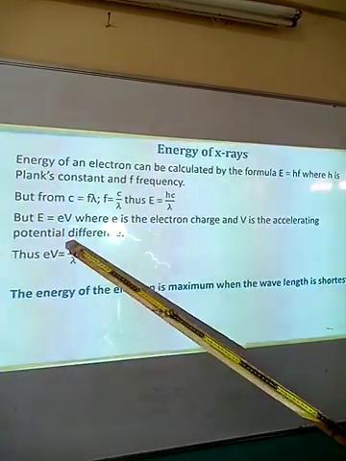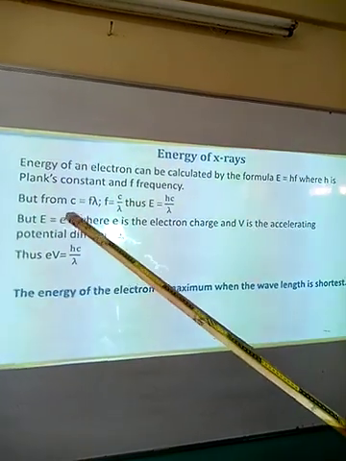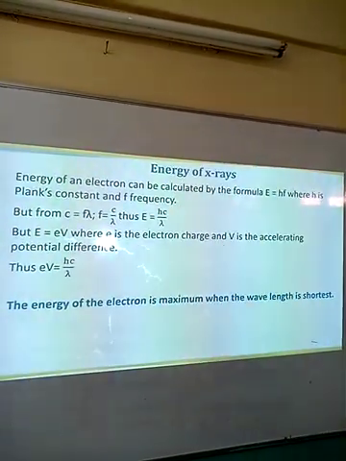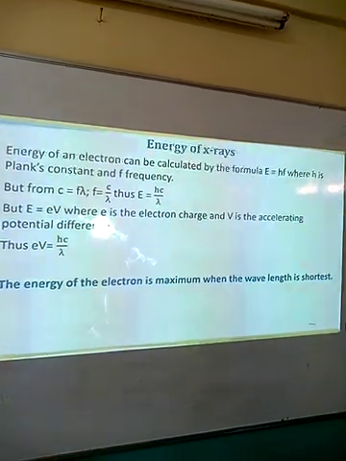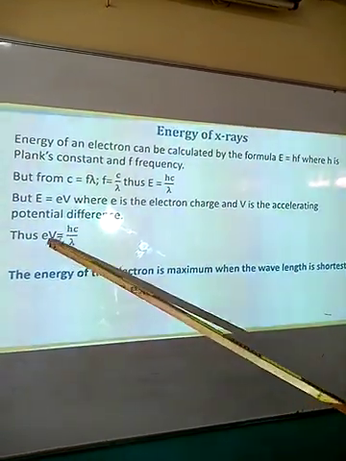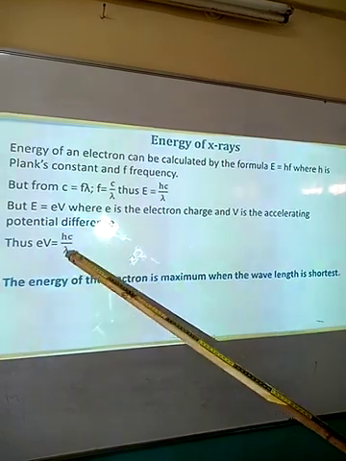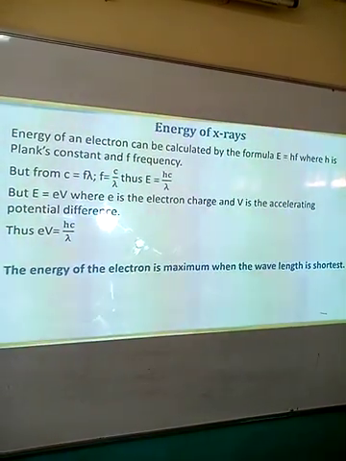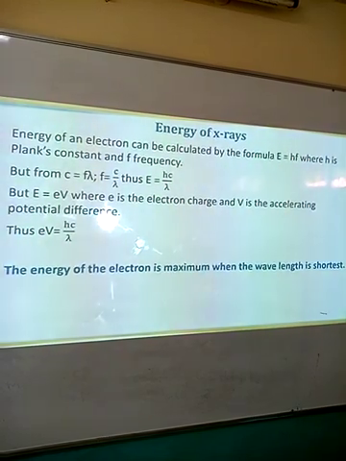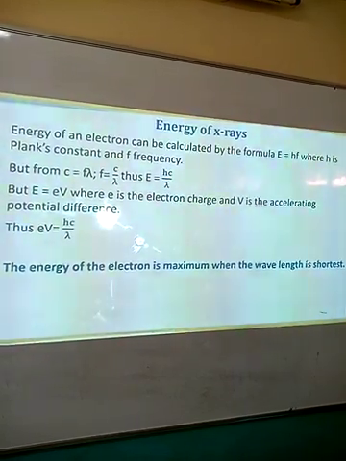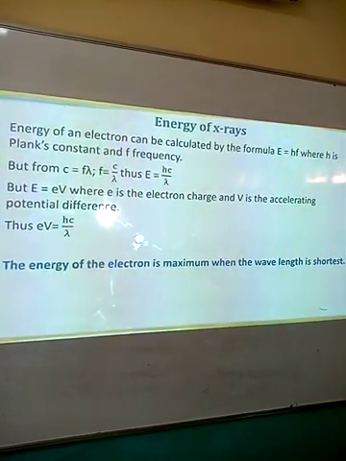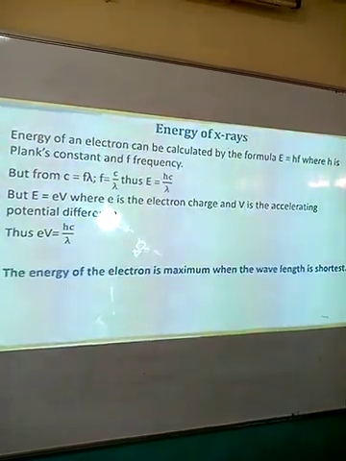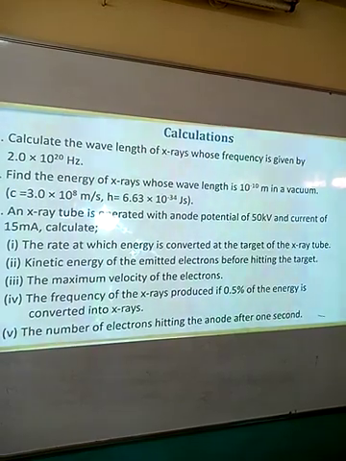Once we have the electron charge and the voltage, we are able to calculate the energy produced by that given X-ray, which is also summarized as eV equals hc over lambda. The energy of the electron is maximum when the wavelength is shortest. It is also minimum when the wavelength is longest, and vice versa.